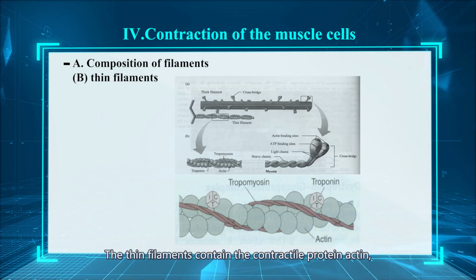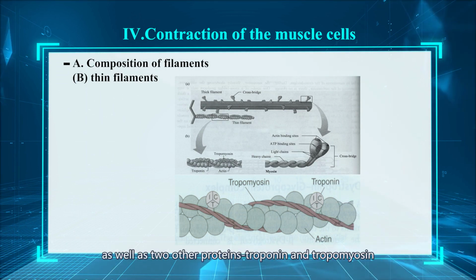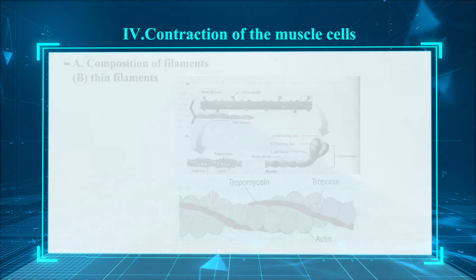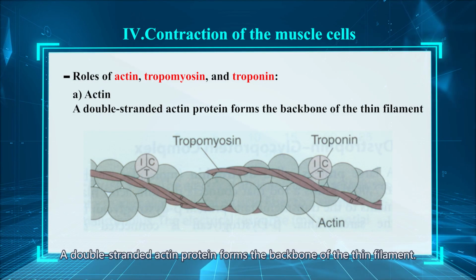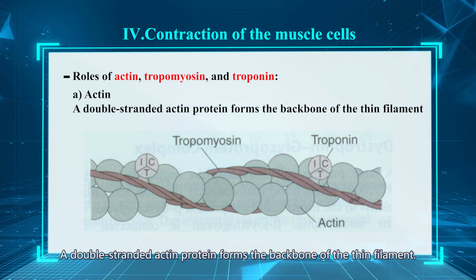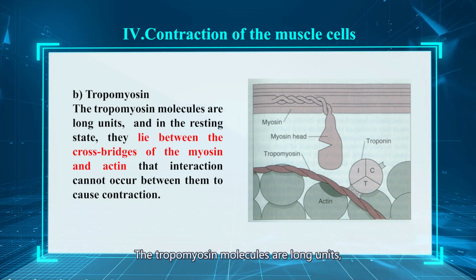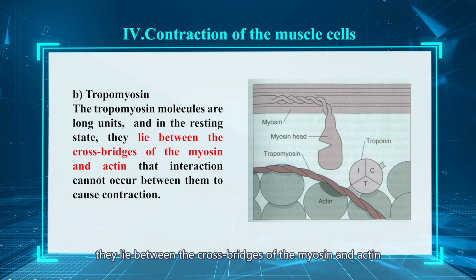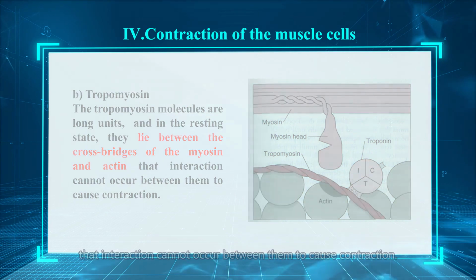The thin filaments contain the contractile protein actin as well as 2 other proteins, troponin and tropomyosin, that play important roles in regulating contraction. A double-stranded actin protein forms the backbone of the thin filament. The tropomyosin molecules are long units, and in the resting state, they lie between the cross bridge of the myosin and actin, so that interaction cannot occur between them to cause contraction.